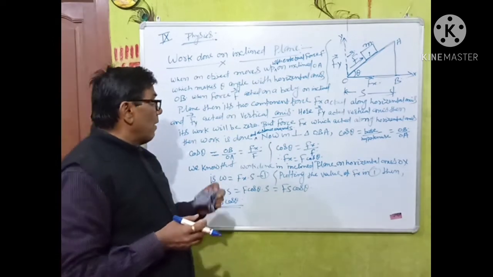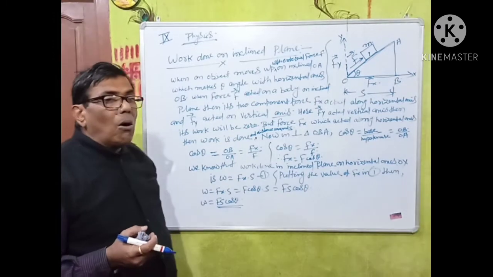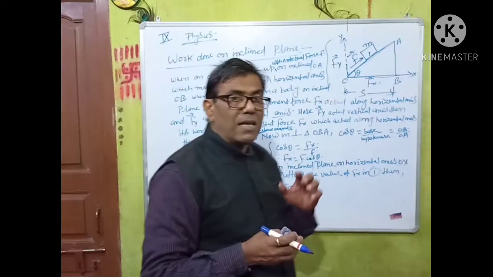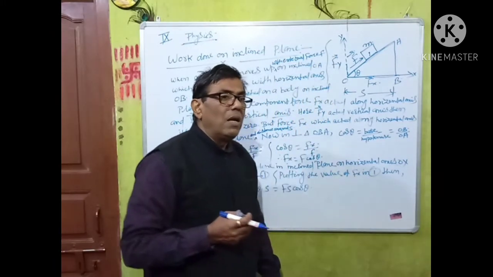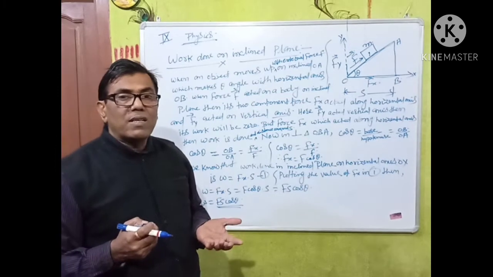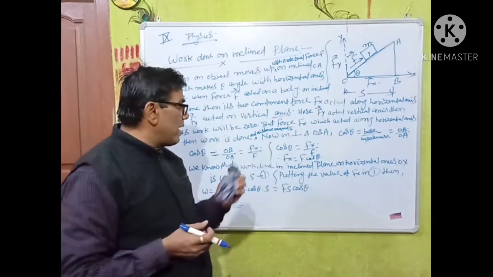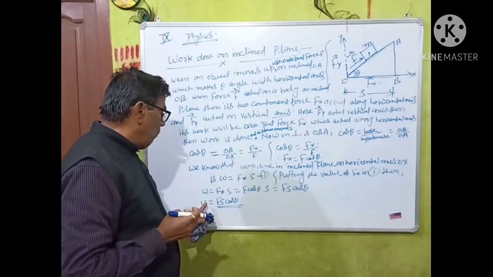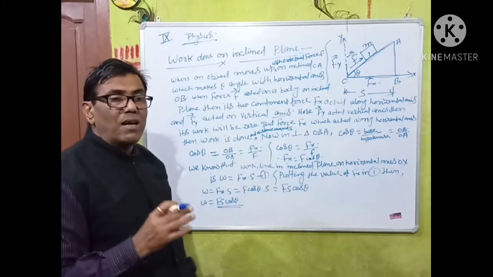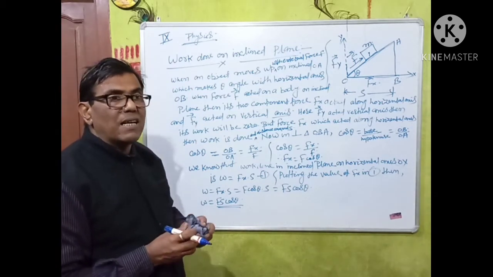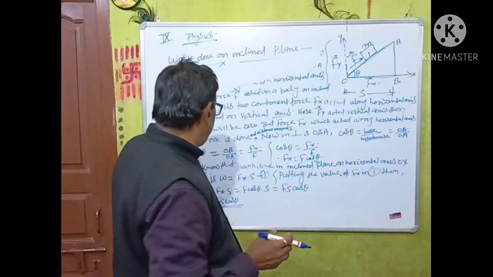Now we shall discuss the work done on an inclined plane or in a circular path. There are three types of work done: positive work done, zero work done, and negative work done. We can explain them through the formula work done is equal to Fs cos theta. So, the first case.